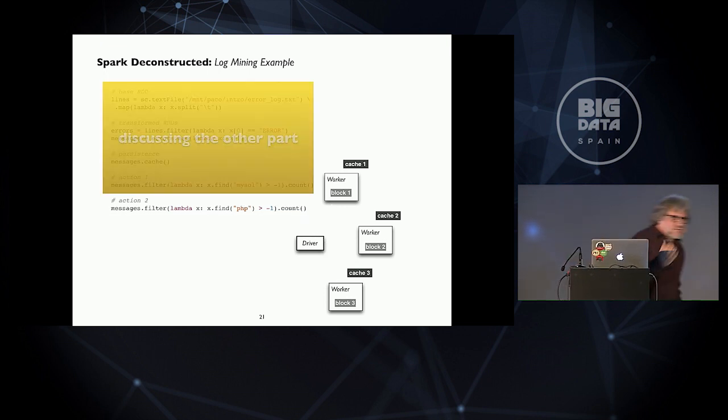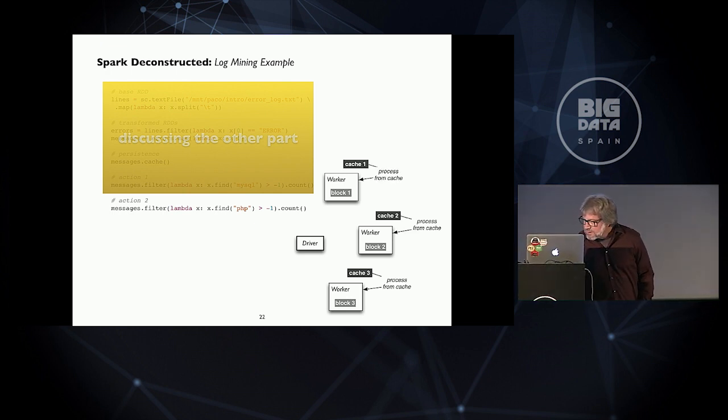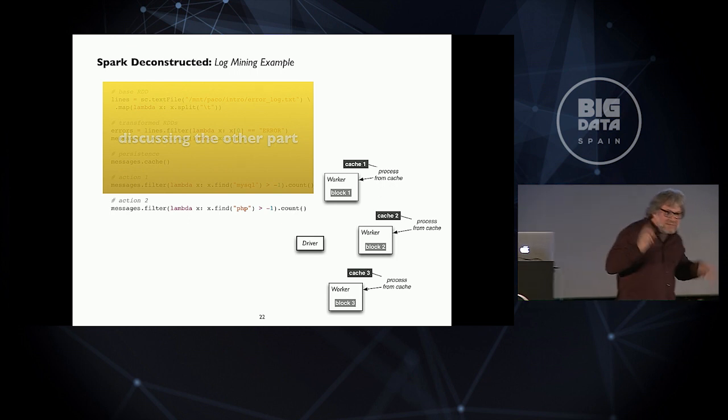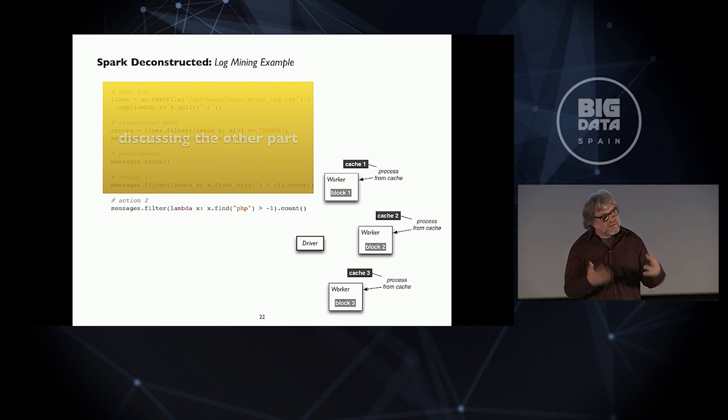Now, when we do the second action, the next line, what's interesting is that we don't have to go back to disk. We've already got the messages RDD in cache, so we don't have to redo hitting disk. And going out to disk turns out to be very expensive. So that's one of the kinds of optimizations in Spark, is to leverage as much as possible the memory space that you have. Again, working set theory.